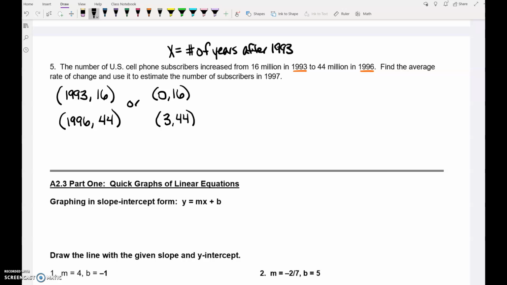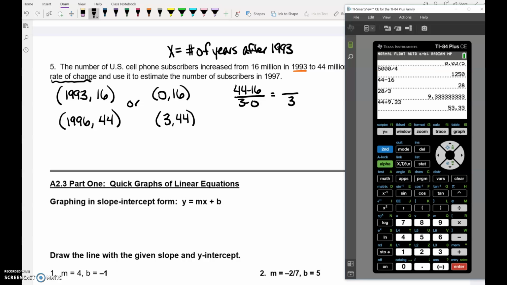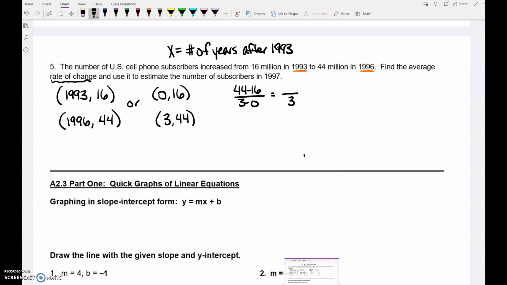We need to find the slope. Find the average rate of change. Another term for rate of change is slope. So 44 minus 16 over 3 minus 0. Even if you did 1996 minus 1993, you would still end up with 3 on the bottom of that fraction. 44 minus 16, what is that? 28. And 28 divided by 3 is 9.33.